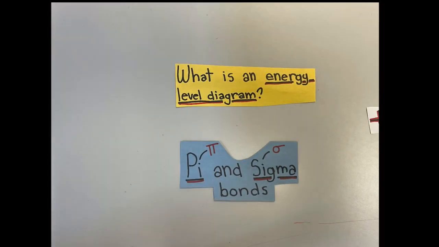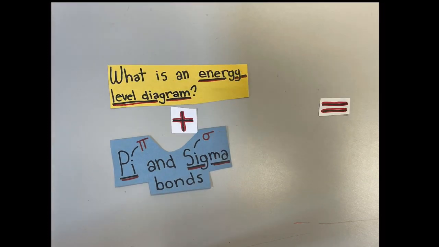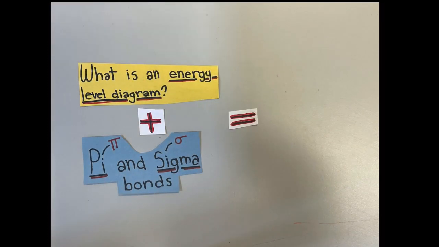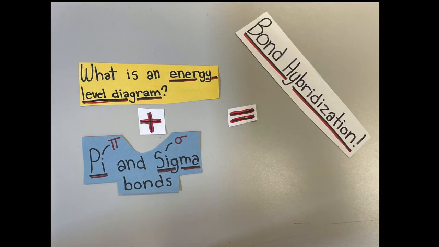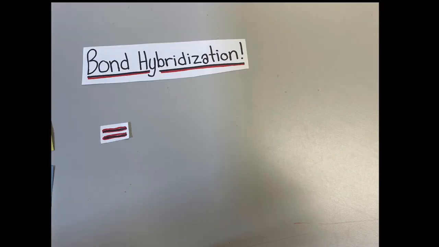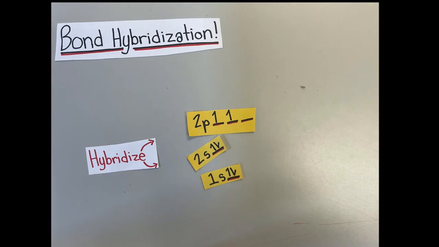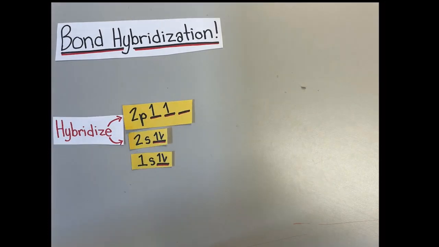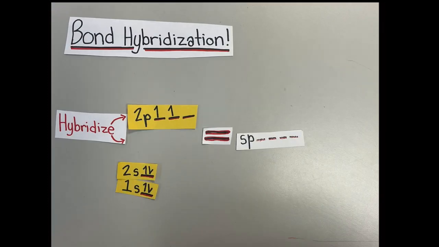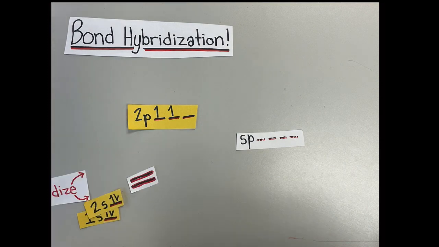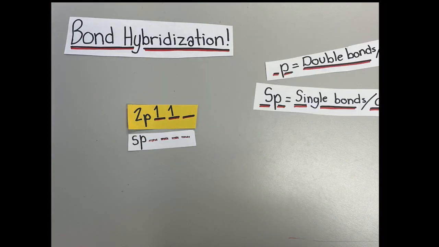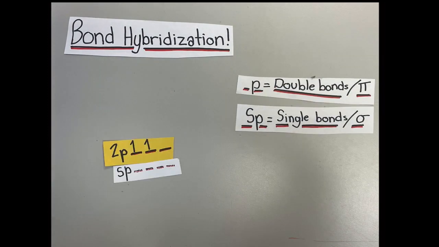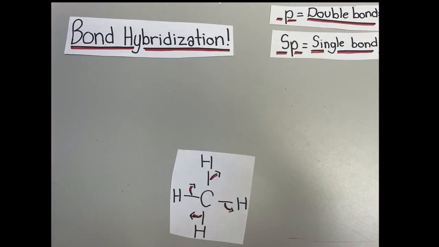So if we put these two together, we are going to be learning about bond hybridization. So let's take a look at this. We are going to be hybridizing 2p and 2s. So what's going to happen if you hybridize those? It's going to equal sp. And 2p is going to equal double bonds, so that's our pi bonds, and sp is going to equal single bonds.